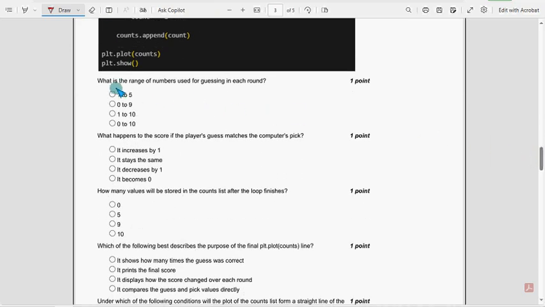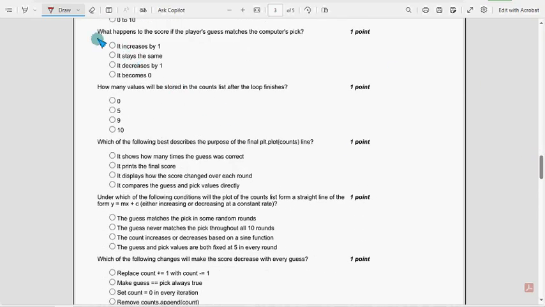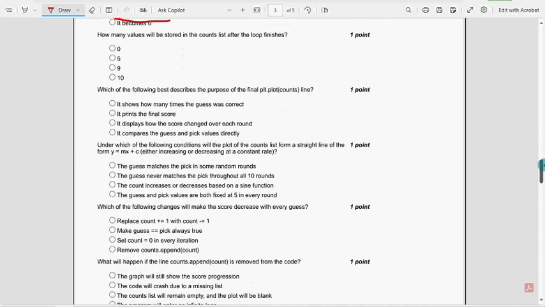Moving on to the 11th one: what is the range of numbers used for guessing in each round? For the 11th question, the third option, 1 to 10, is the probable solution. 12th question: what happens to the score if the player's guess matches the computer's pick? For the 12th question also, the third option, it decreases by 1. How many values will be stored in the counts list after the loop finishes? For the 13th question, 10 is the probable solution. That means the fourth option.